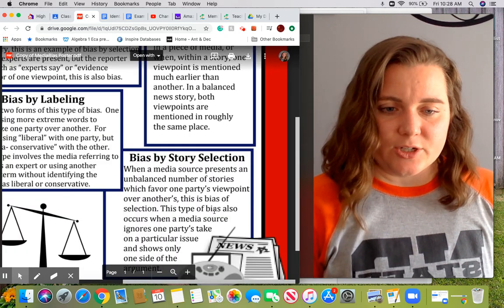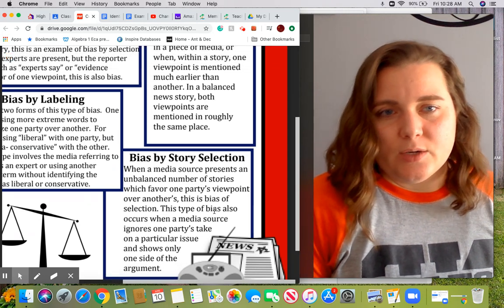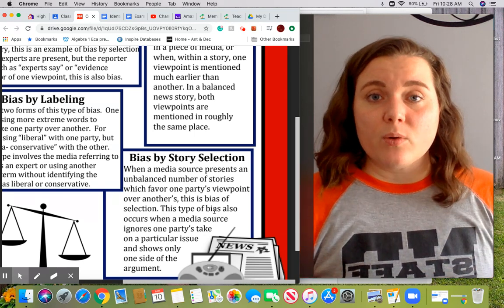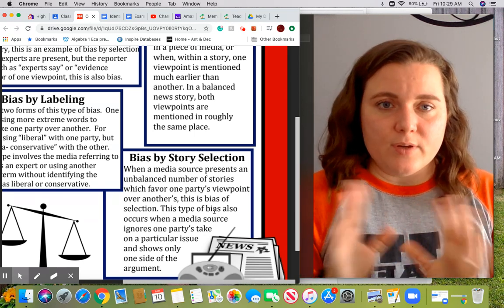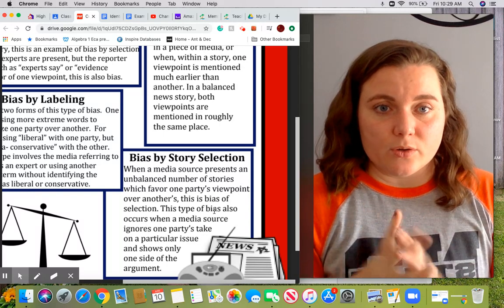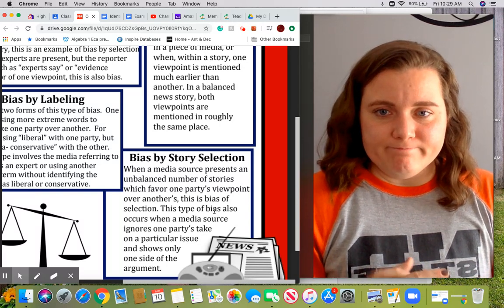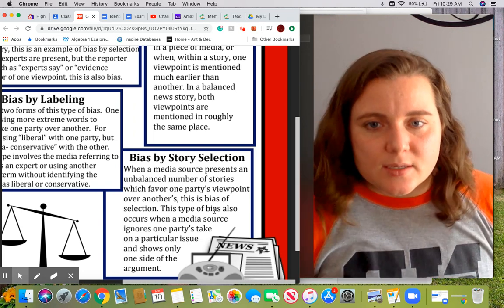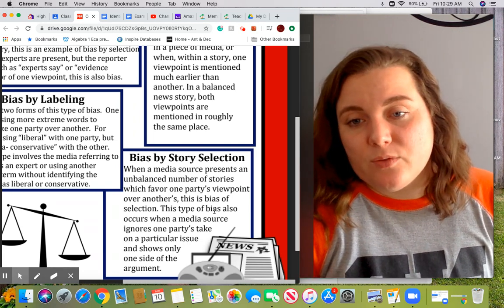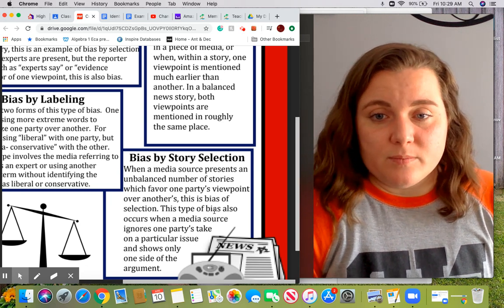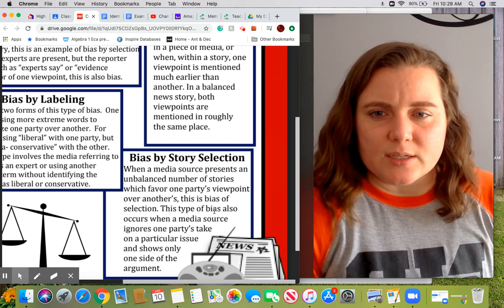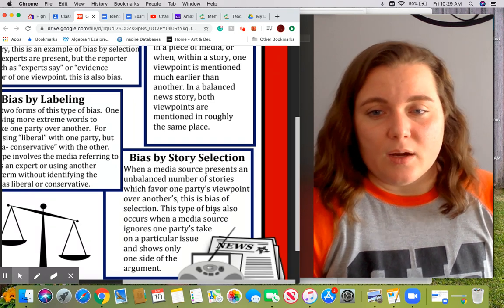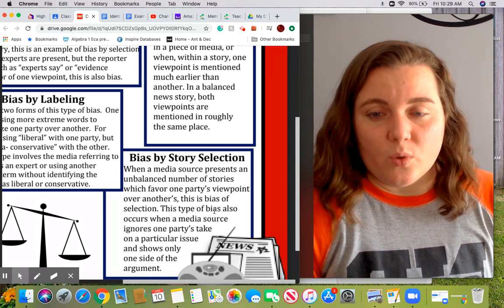Now, bias by story selection. Okay, so we know what stories are. They are what the news article is reporting on. It can be in video format. It can be an article, what they're typing and writing out, anything. So it's the stories that they're telling. When a media source presents an unbalanced number of stories which favor one party's viewpoint over another's, this is bias by story selection. This type of bias also occurs when the media source ignores one party's take on a particular issue and shows only one side of the argument.